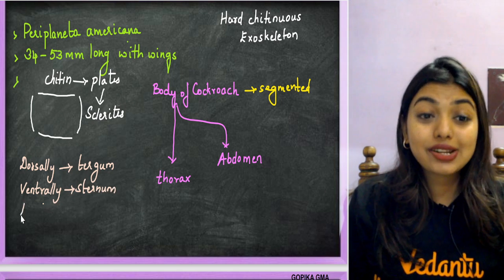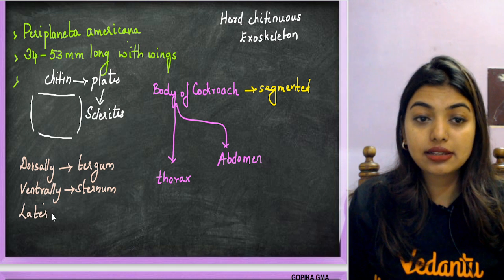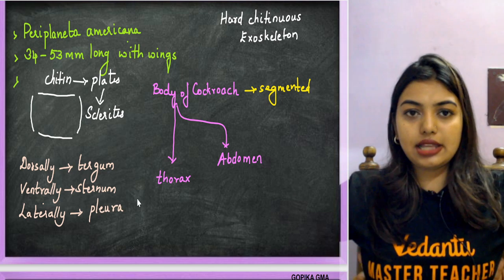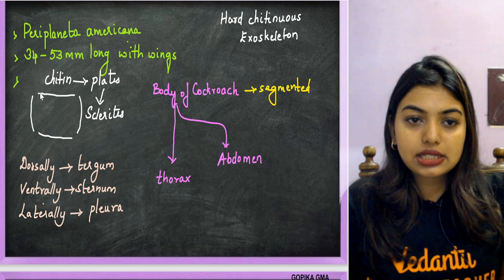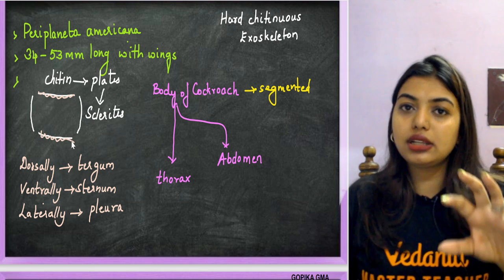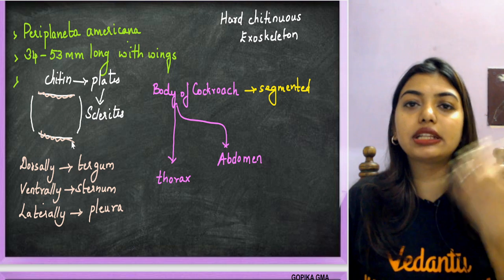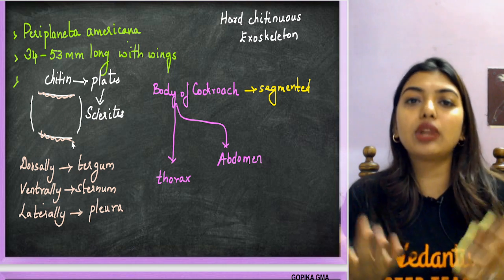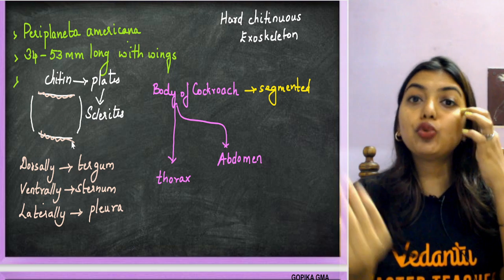Now laterally, okay, lateral ends. Laterally what do we have? We have pleura. Lateral, two sides are there of the cockroach. So this is lateral, this is lateral, so this is plural. Two things are there, so remember like that, pleura. Lateral means two ends, two pieces are there, so it is going to be plural, not singular. So pleura, remember like that.